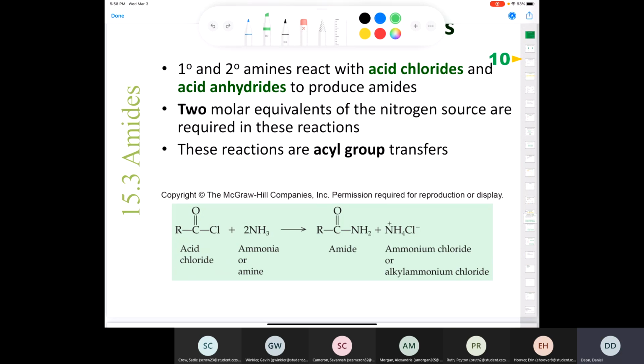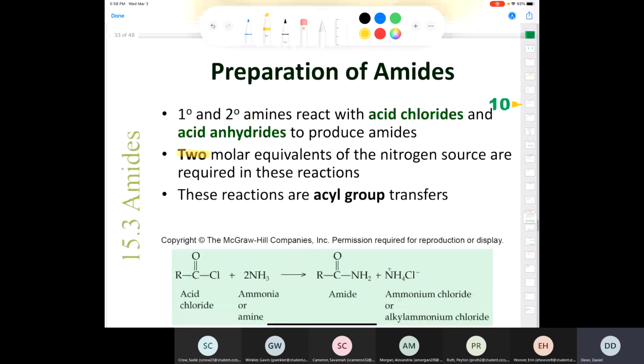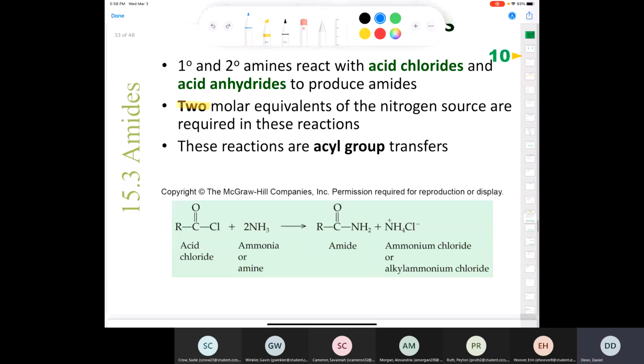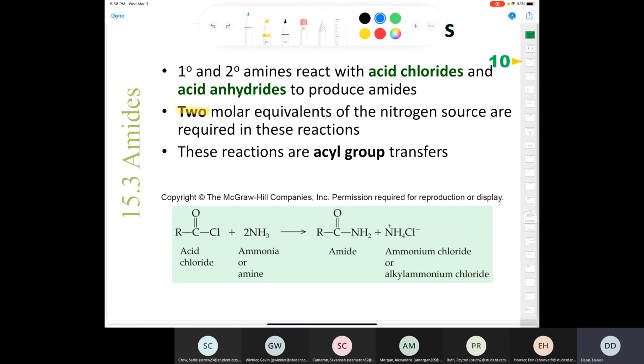But what's interesting, and this is something that we don't see a whole heck of a lot of in this class, is that you need 2 molar equivalents of the amine, the nitrogen source, compared to your acid chloride or your acid anhydride. Most things that we look at are 1 plus 1 gives you 1 mole. 1 mole of an alcohol plus 1 mole of carboxylic acid will give you 1 mole of ester. Well, not when you make an amide from an amine and an acid chloride or an acid anhydride. Check this out. Very different. We have 1 mole of acid chloride, but we need double the amount of our amine.